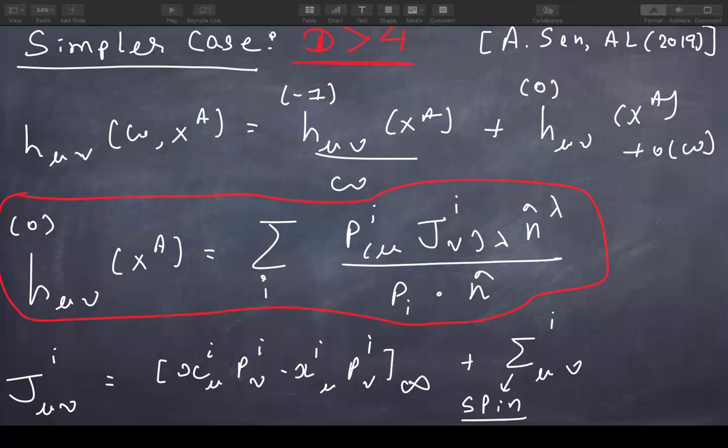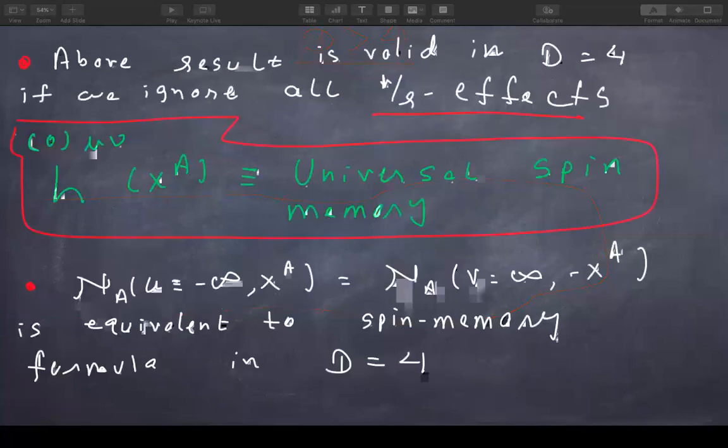So you may wonder, okay, this is more than 4 dimensions, and what has this got to do with the superrotation conservation law? The reason this is a good toy model is that the same result, you can show, will remain valid if you ignore the Coulombic effects in 4 dimensions. So let's just go with the flow for a moment. Of course, this is something we cannot do physically. We cannot ignore this effect, but just to see what we get, let's just try to ignore this effect.